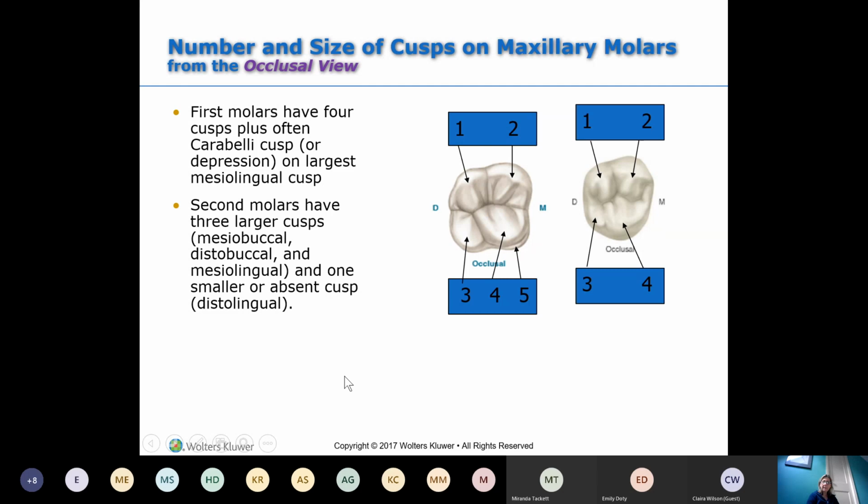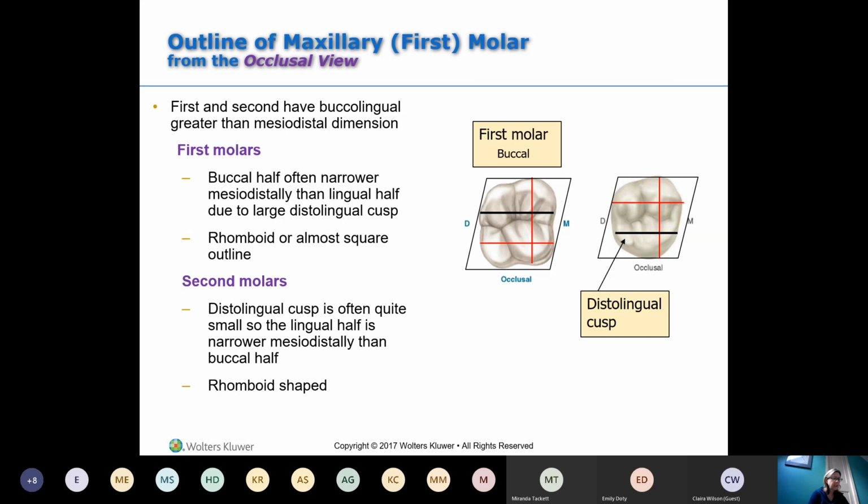First and second molars have buccal lingual greater than mesial distal dimension. So in other words, they're deeper. Buccal lingual greater than mesial distal, so they're deeper than they are wide. And you can kind of see it in these pictures. They're deeper than they are wide, so I drew the red line, deeper than wide. And they're rhomboid or almost square in outline.